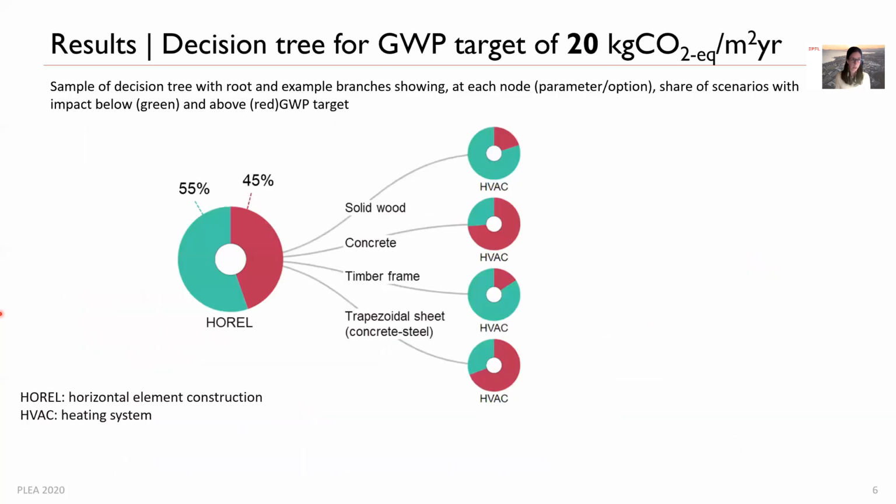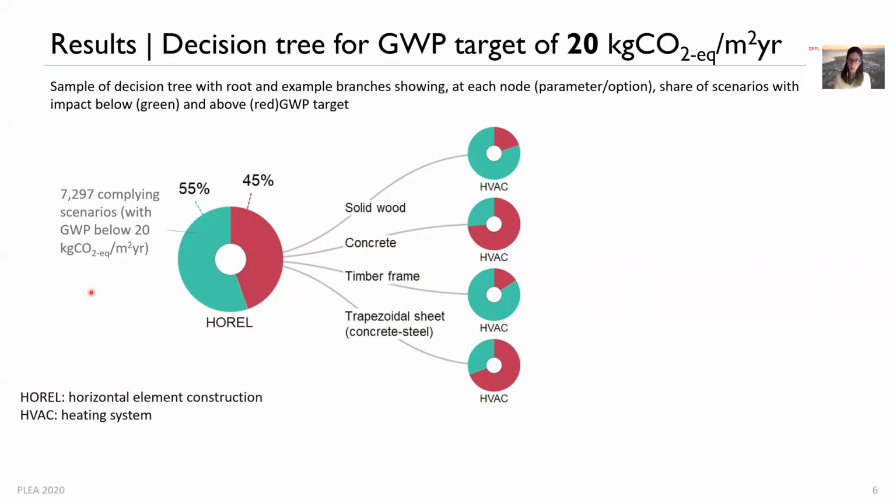So on to results already. What you see here is the beginning of a decision tree that we obtain when we apply a target of 20 kilograms of CO2 equivalent per meter squared per year. So first we see that we have over 7,000 scenarios in our data set that comply with this target, so that are below this value. And what we also see is that the root parameter, so the first parameter that appears in our tree, corresponds to the construction of the horizontal elements. The algorithm has determined that this parameter is the one that best discriminates between the complying and non-complying scenarios, such as to have the most compact tree possible.